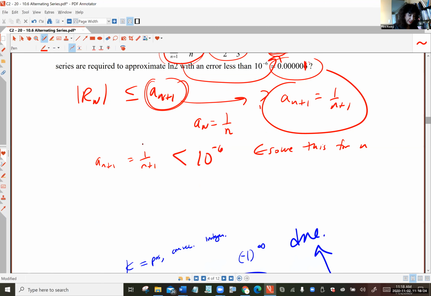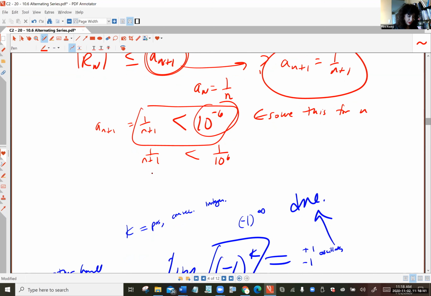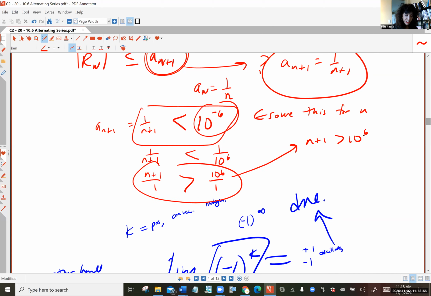Now, there's a few ways to solve an inequality for n, but I'm going to show you my favorite way. I'm basically going to rewrite this as 1 over 10 to the positive 6, because that's what it's the same as. And then you guys know about taking reciprocals of both sides of an inequality. It's legit as long as you flip the symbol. So I just flip it from a less than to a greater than, and this still is true. But then this is just saying that n plus 1 is greater than 1 million.